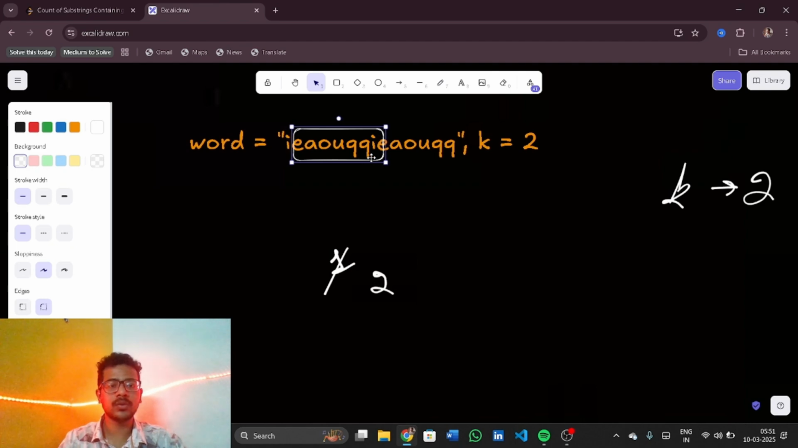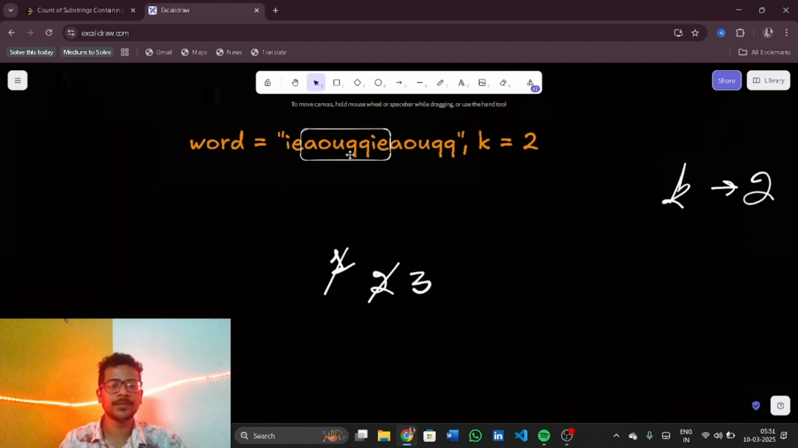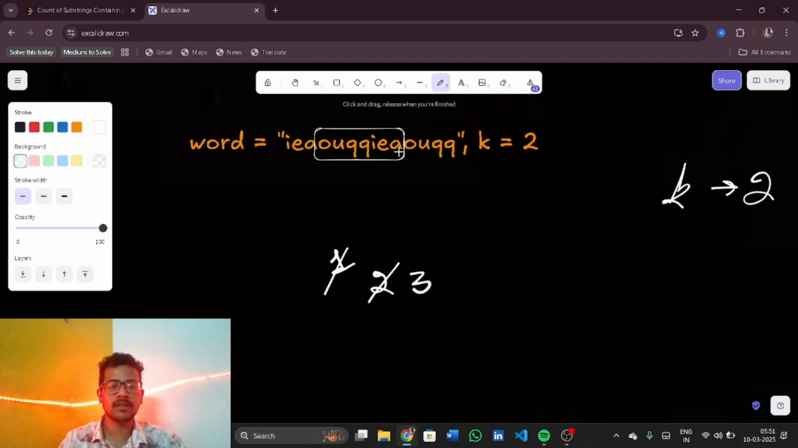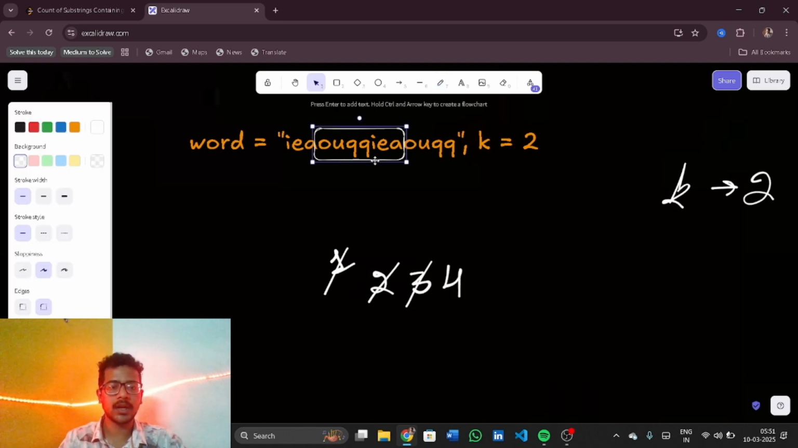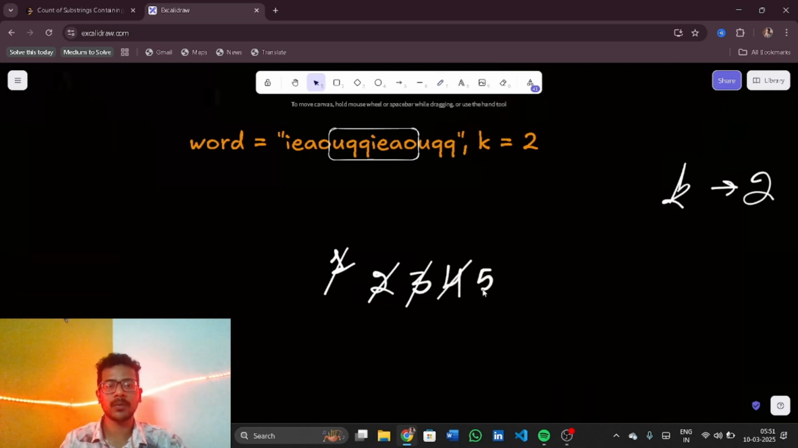Now, let me go to the next substring which is having every vowel again. A, E, I, O, U and 2 consonants again. So, 3. Now, let me go to the next. Now I got another substring which is having A, E, I, O, U and 2 consonants. So 4 is my count till now. Now I have another A, E, I, O, U and 2 consonants again. So the count will be 5.